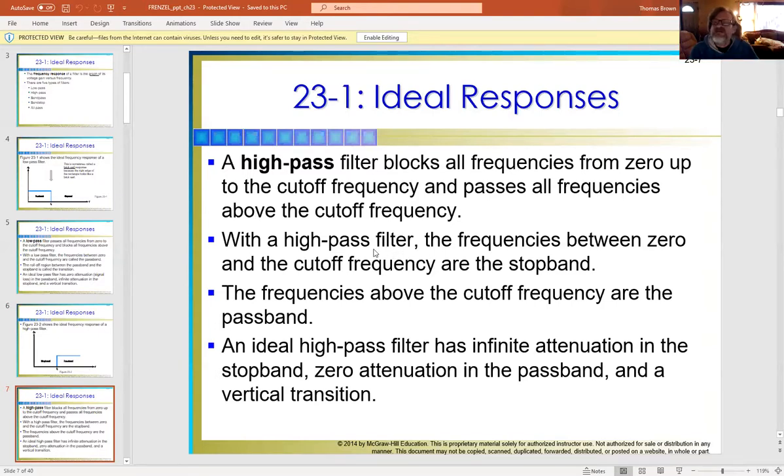We look at it, essentially the same concept. We will allow all frequencies over the cutoff frequency and reject anything under. Ideally, it'll have infinite attenuation. And we're all clear what attenuation means, right?